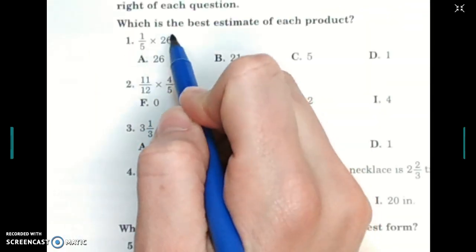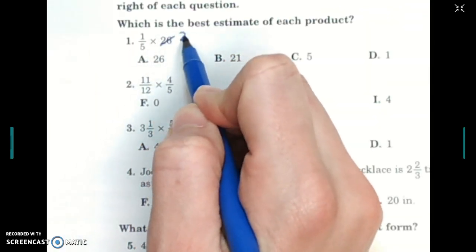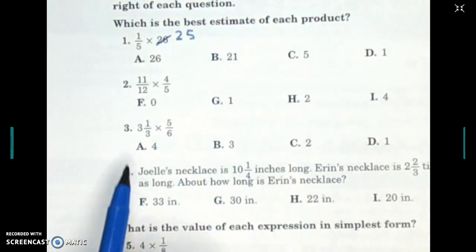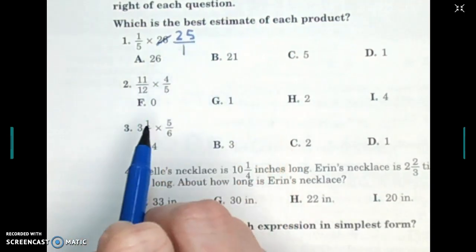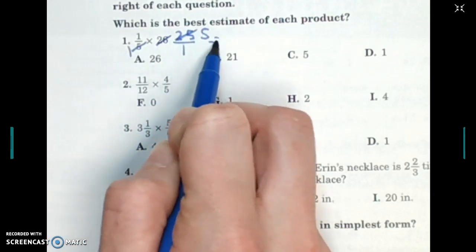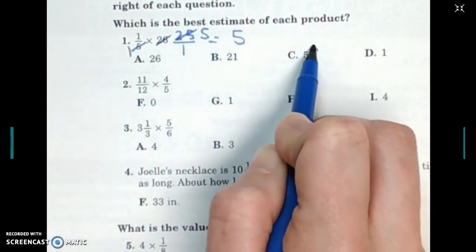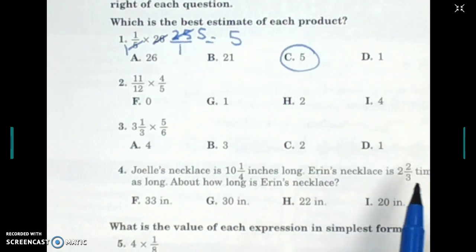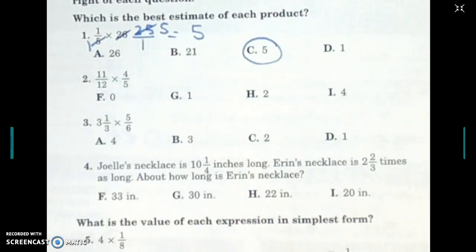Remember, when we have a whole number and a fraction, we're going to change the whole number into something we can easily put it into, so a compatible number. We're just going to act like it's normal fractions. So we get an answer of 5. Oops. Now we have two fractions.